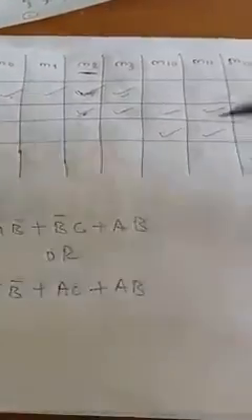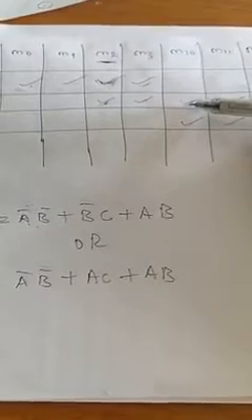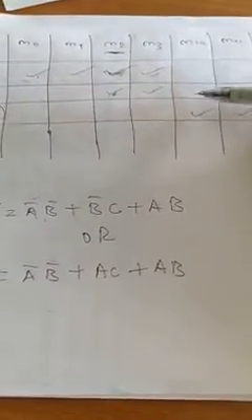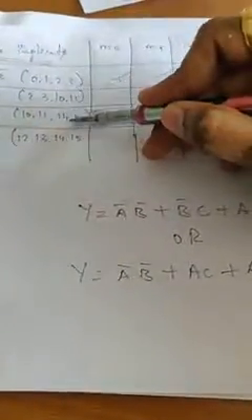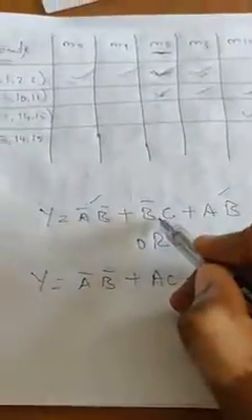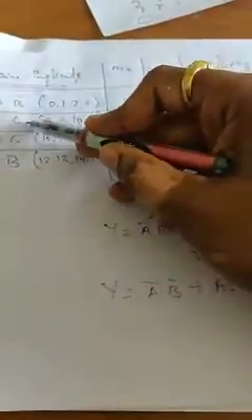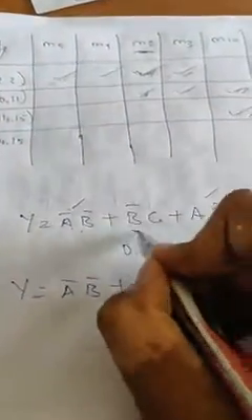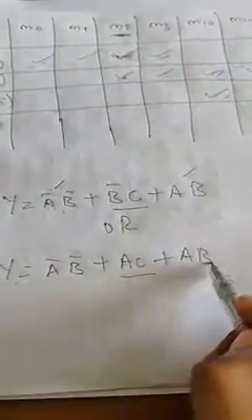Coming here, we have 2 tick marks. Have we represented M10? Had we taken a tick mark from here or here, B bar C or AC? No, we have taken this and this. So we can take this tick mark into consideration or this tick mark into consideration. It's your wish. You can write B bar C or AC. B bar C is also right, AC is also right. So these two are essentials.